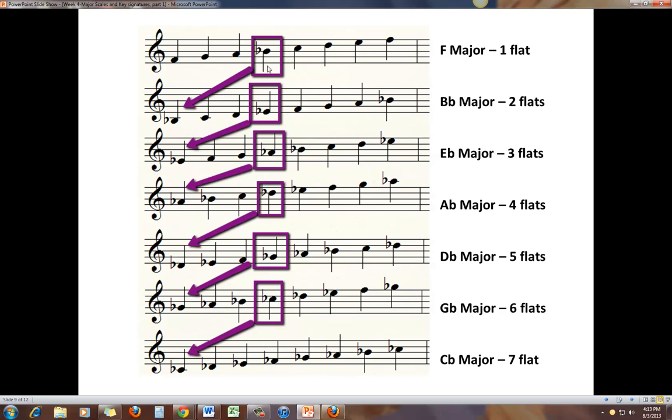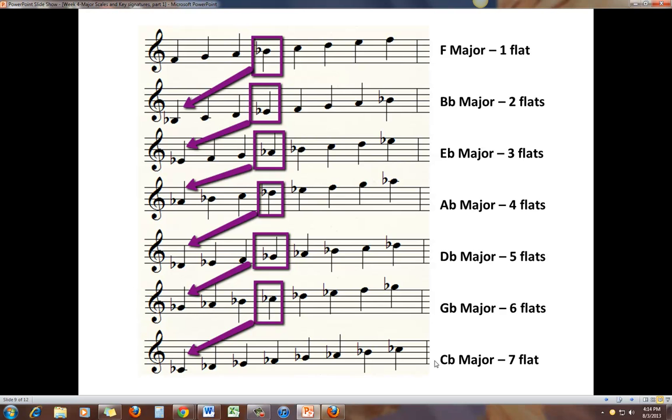From F, go down to the subdominant B flat, use that as your new tonic, and you now have the B flat scale, which has 2 flats. From B flat, go down to the subdominant E flat, use that as the tonic of your new scale. You will now have 3 flats for the E flat major scale, and so forth. A flat major has 4 flats, D flat major has 5 flats, G flat major has 6 flats, and C flat major has 7 flats.